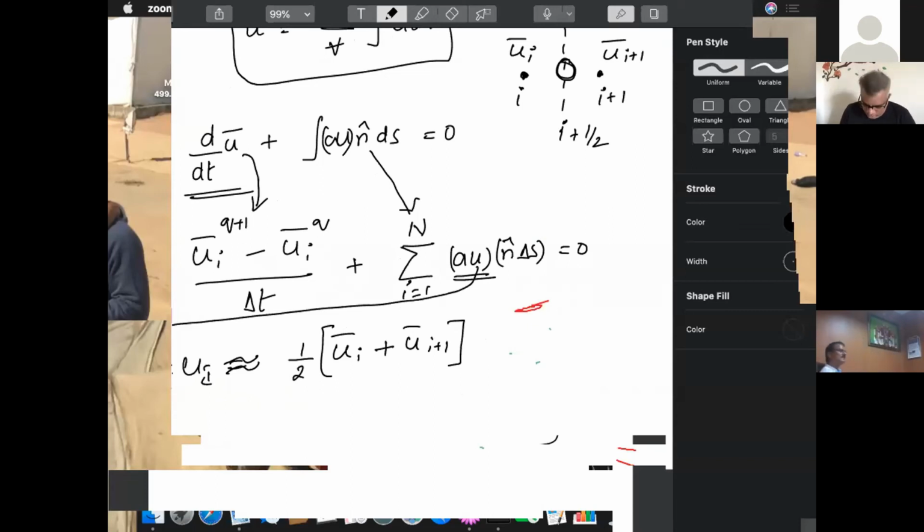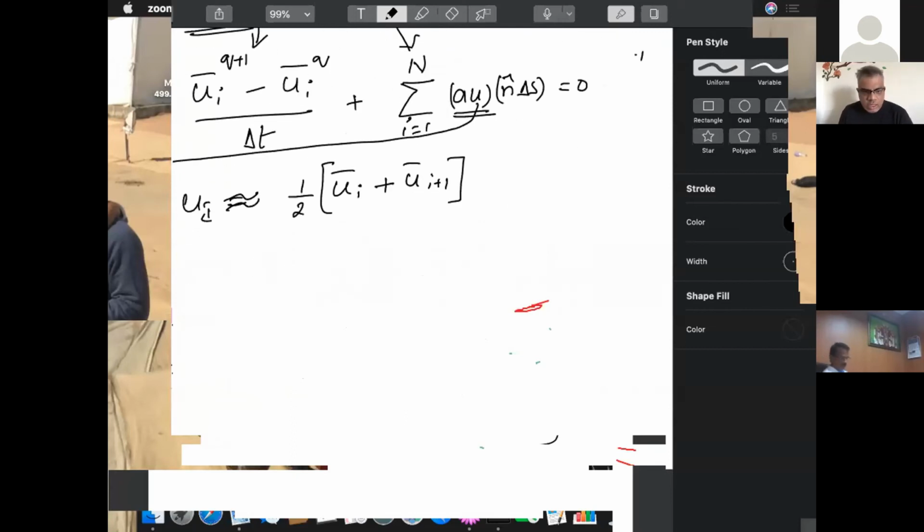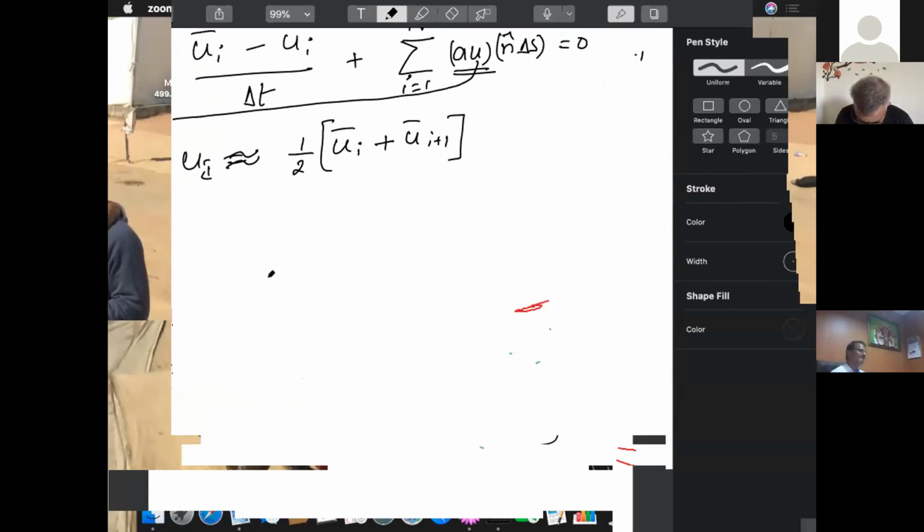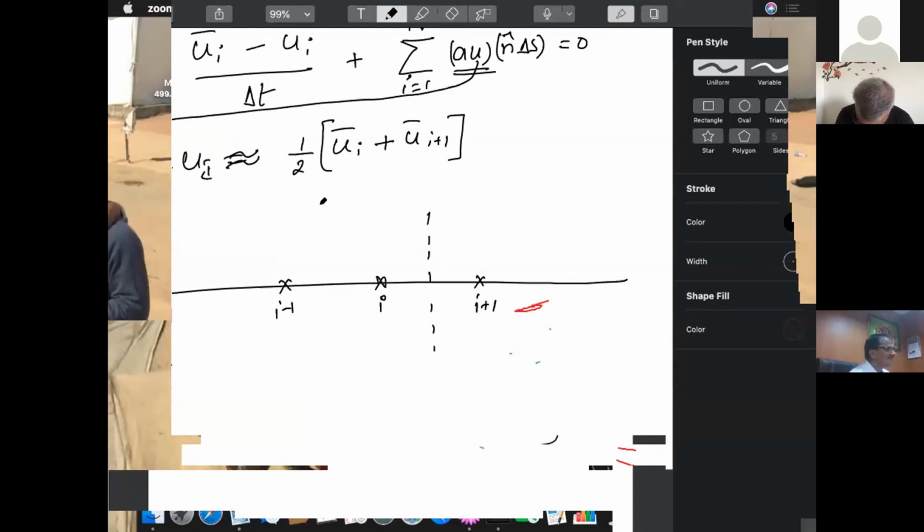So suppose this is happening in one dimension. Let me draw the grid. I'd have I plus 1, and I minus 1. So my control volume, this is at I plus half, and this is at I minus half, and this is my control volume.